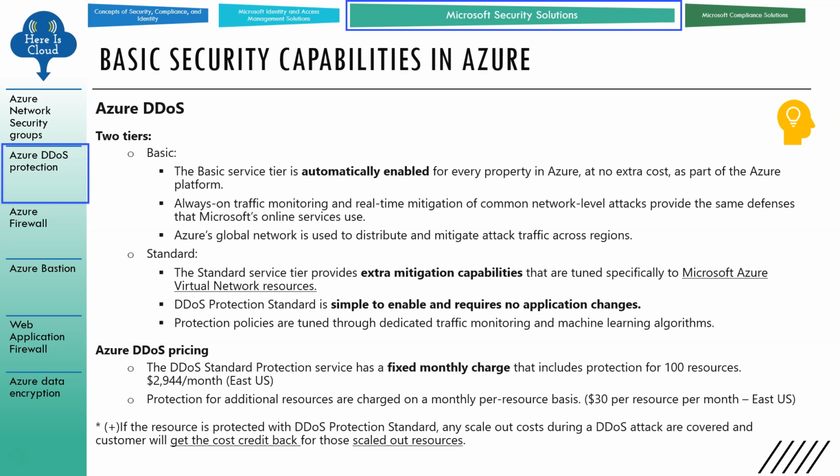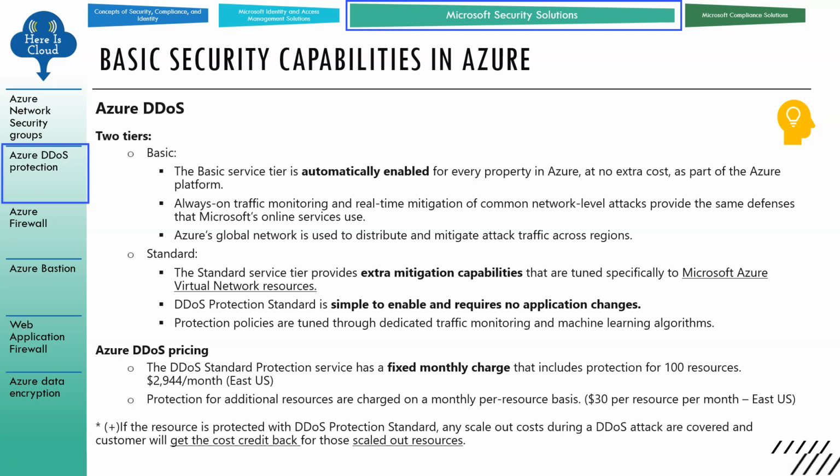As a special note, if the resource is protected with the DDoS standard protection, any scale out costs during DDoS attacks are covered and the customer will get a cost credit back for those scale out resources. In a practical example, it has been seen that sometimes when a DDoS attack happens, the way Azure network or services are designed, the system can scale out very easily and you may end up getting a large bill. But if you have the DDoS protection standard plan, any scale out cost during this kind of attack is covered and you don't need to pay that extra because you get a cost back credit.